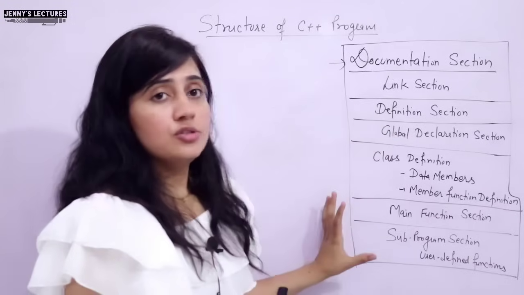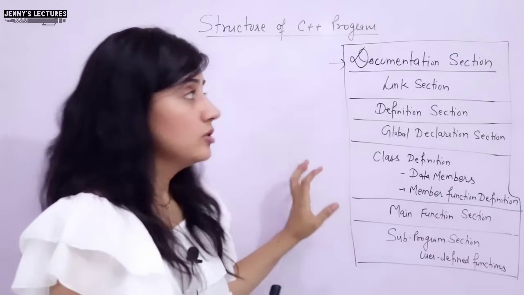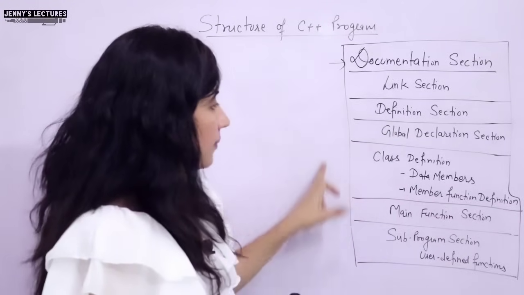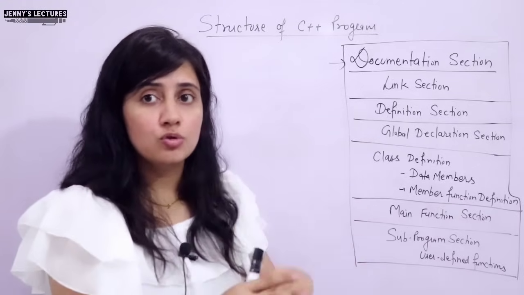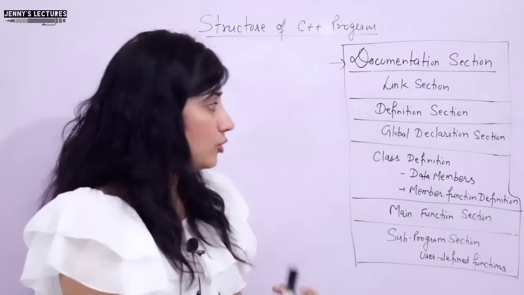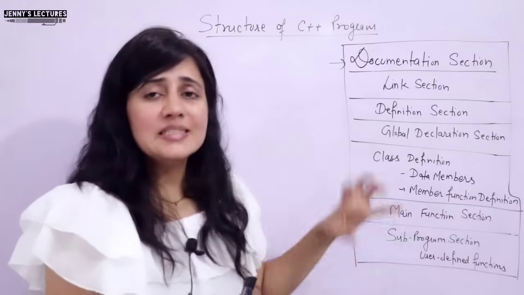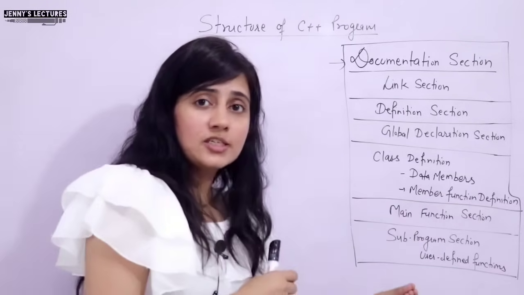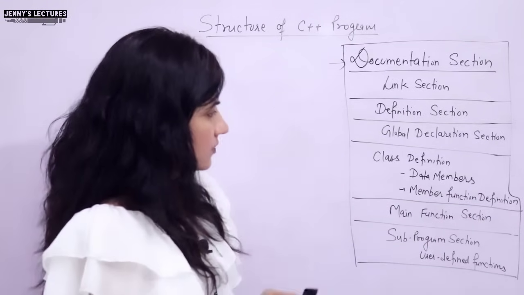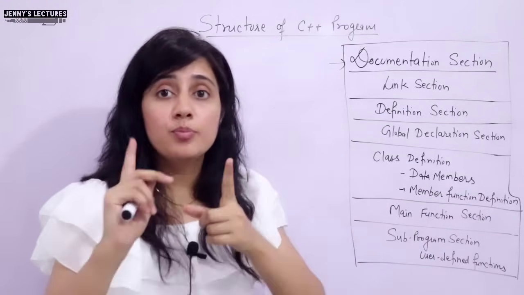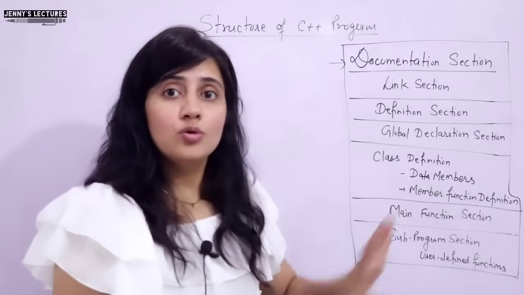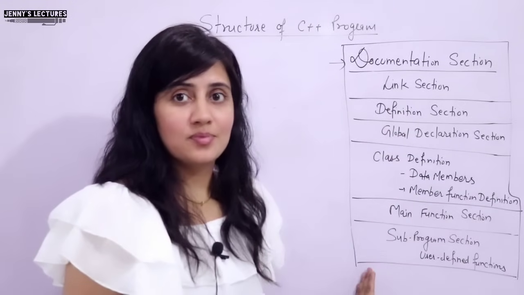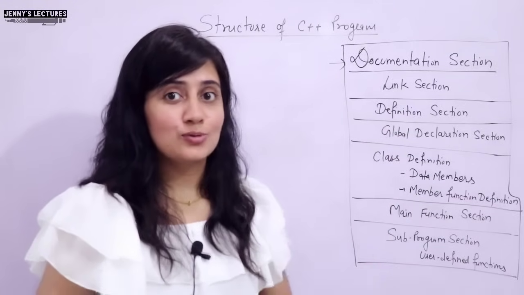These are the sections which the basic structure of a C++ program can have, but these sections are not compulsory. Only 2 or 3 sections are compulsory to include in your program. All other sections are optional. What are the optional sections and what are the compulsory sections, we will discuss in detail in this video with the help of a program as well. I will show you the program on my laptop, which will include all these sections, so I will show you the practical also.